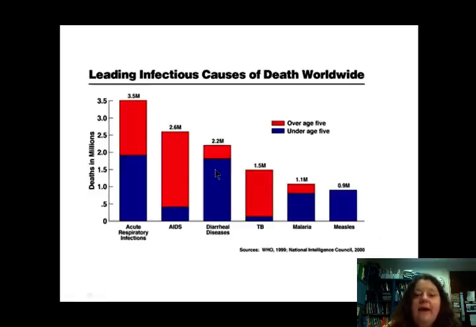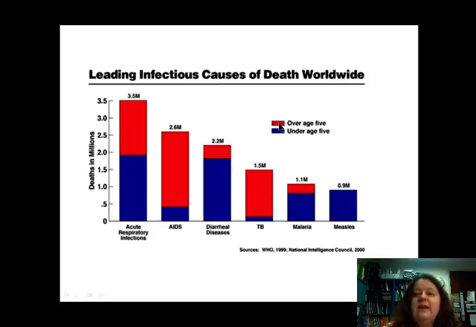Let's go back to that global picture. Infectious disease is a big killer. Who is it that's doing the killing? So let's take a look. These are the leading 6 killers worldwide. Acute respiratory infections, so that's things like pneumonia and influenza, that's number 1. HIV/AIDS is number 2. Here's that diarrheal disease.